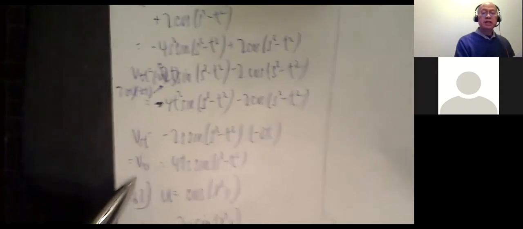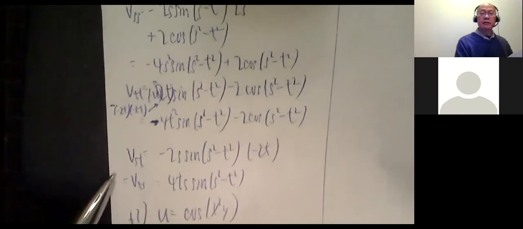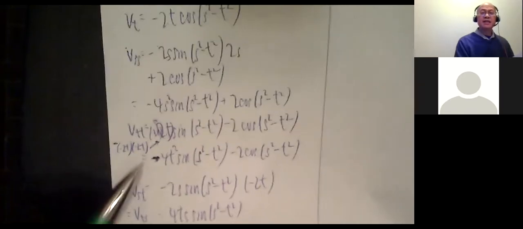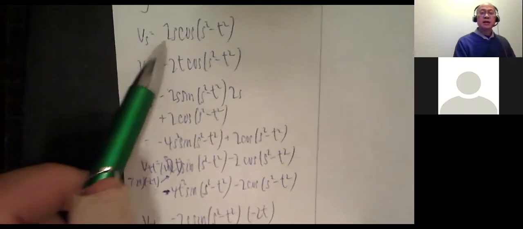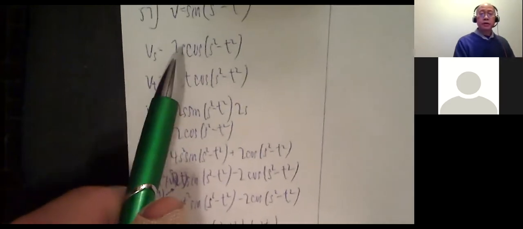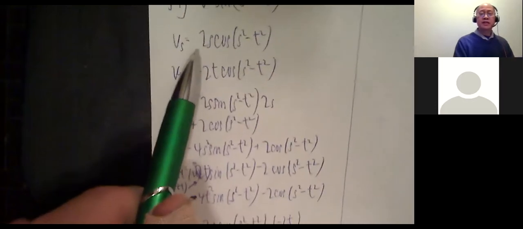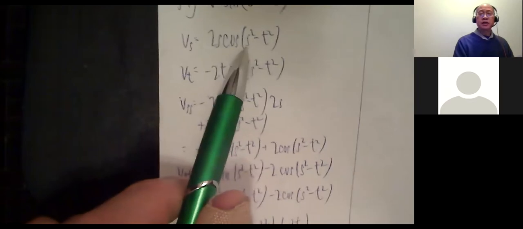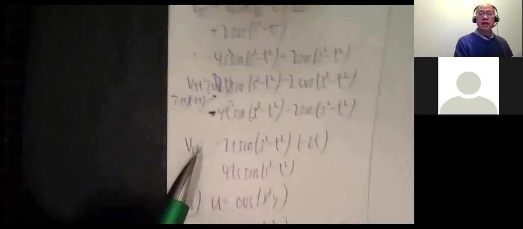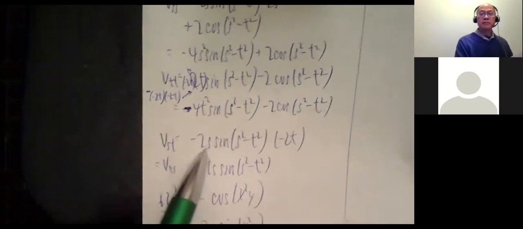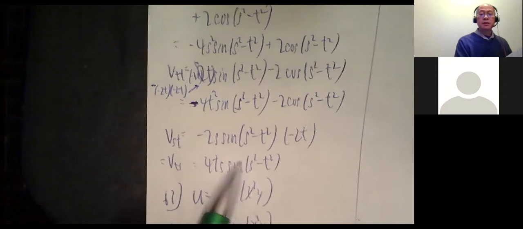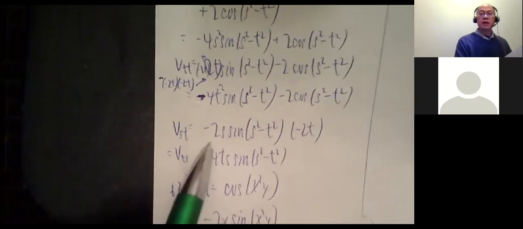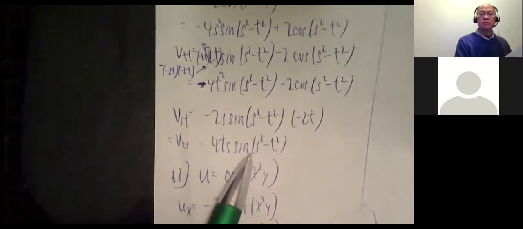And then the mixed partials aren't really that bad, I believe. Okay, V sub st. Take the derivative of this with respect to t. That's nice. That does not involve a product rule, because you can just treat 2s as a coefficient. Differentiate with respect to t: 2s, negative sine of this thing, times the derivative of the inside, which is negative 2t. So that comes out to be 4ts sine of s squared minus t squared.